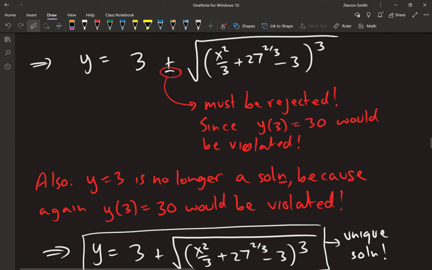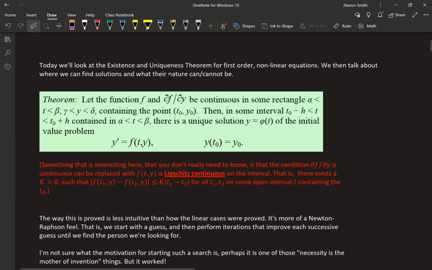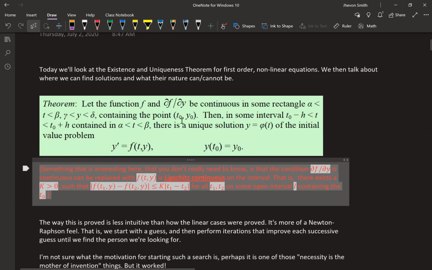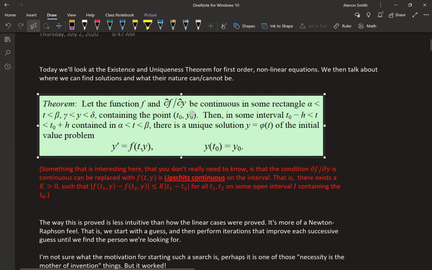So you have to be very careful. It's not just saying everything that looks like this has a unique solution. That's not what the theorem says. It says if we have the continuity requirements over here, that the function over here is continuous and the partial with respect to y is continuous, then we can say this will have a unique solution. In other cases, we cannot say, right?